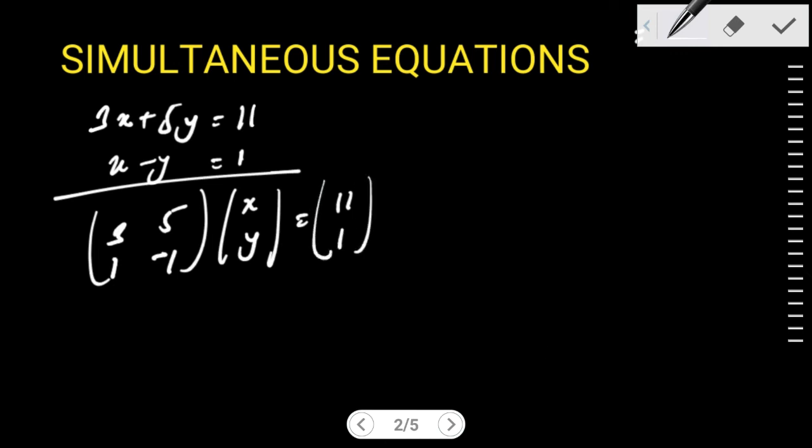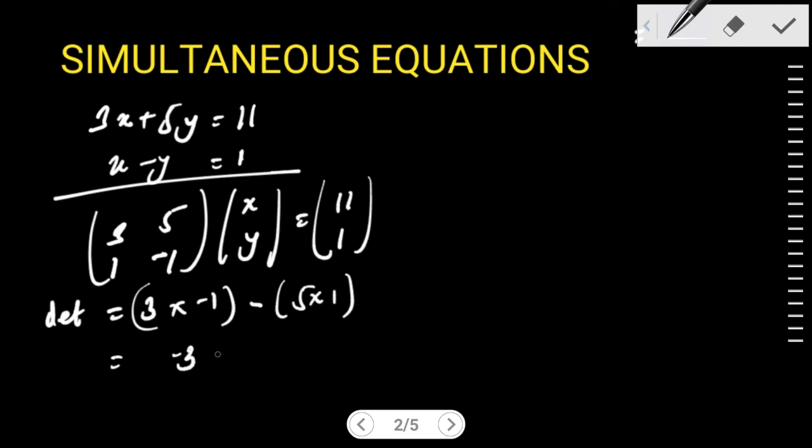So if I'm to work out this, remember I have to get the determinant. So the determinant would be equal to 3 times negative 1 minus 5 times 1. Then this would be negative 3 minus 5, of which this would be equal to negative 8.